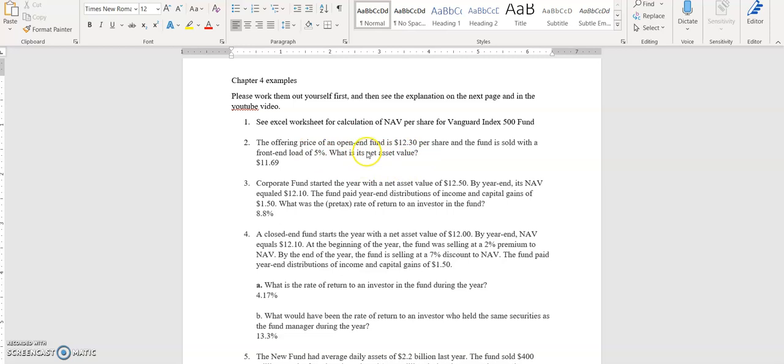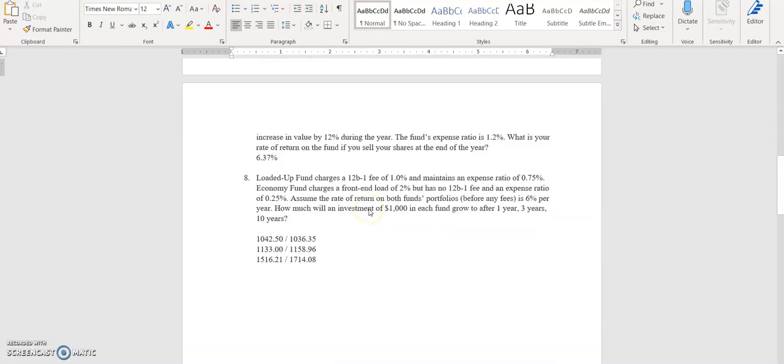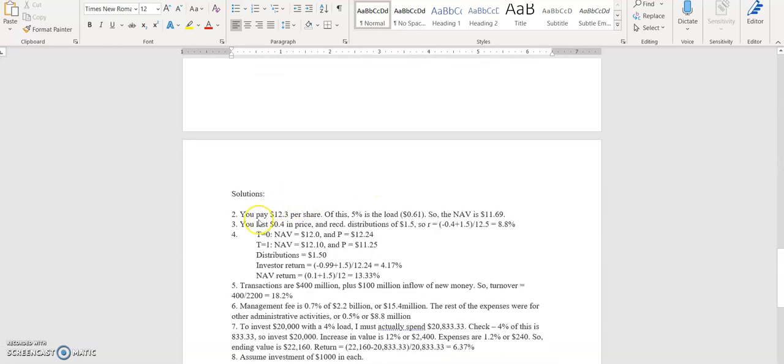in the actual mutual fund. So your net asset value is basically $12.30 times 0.95, which should be $11.69. So what this basically is telling us is that I'm going to pay 5% of this in my investment amount. I'm going to pay that as a load, which is 61 cents. So $12.30 minus 61 cents, the NAV is $11.69.